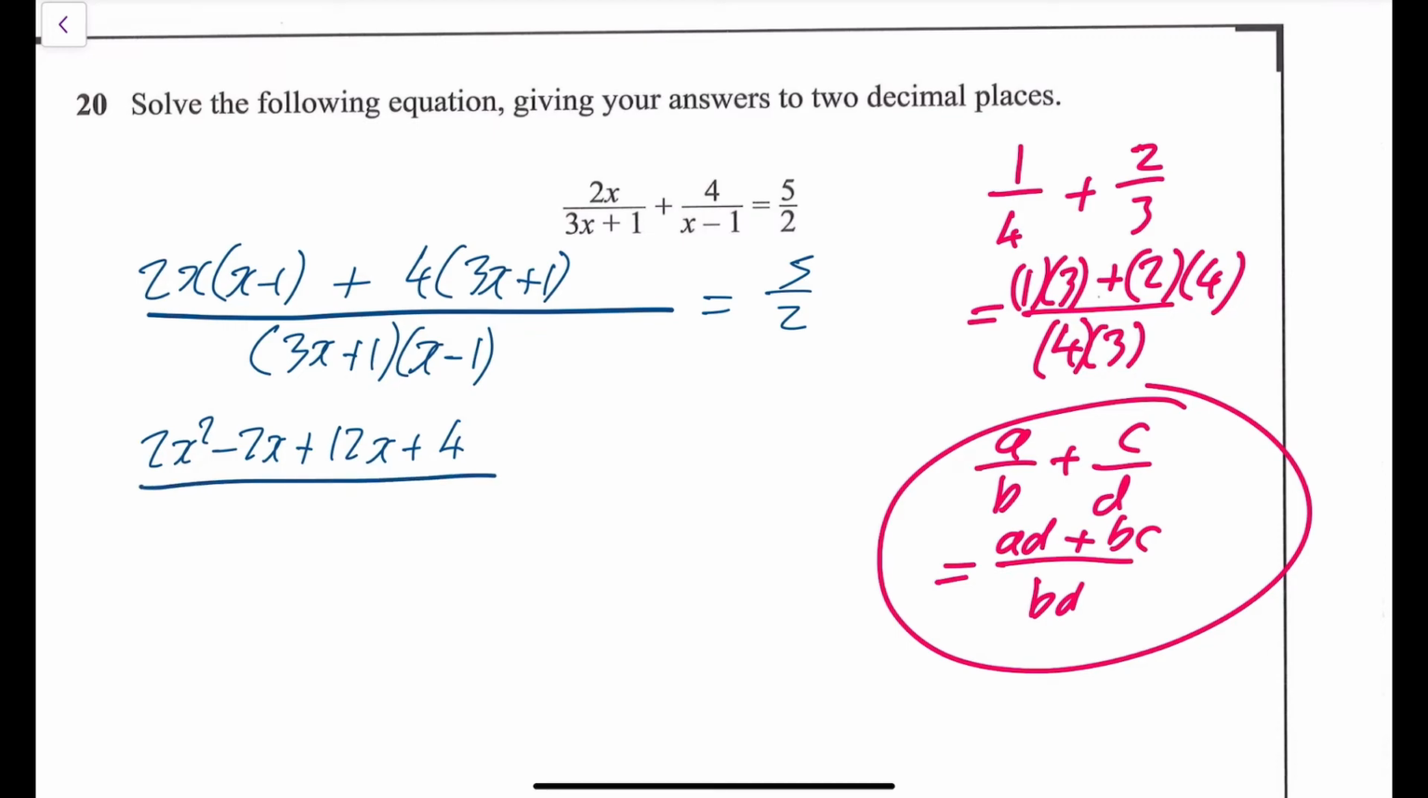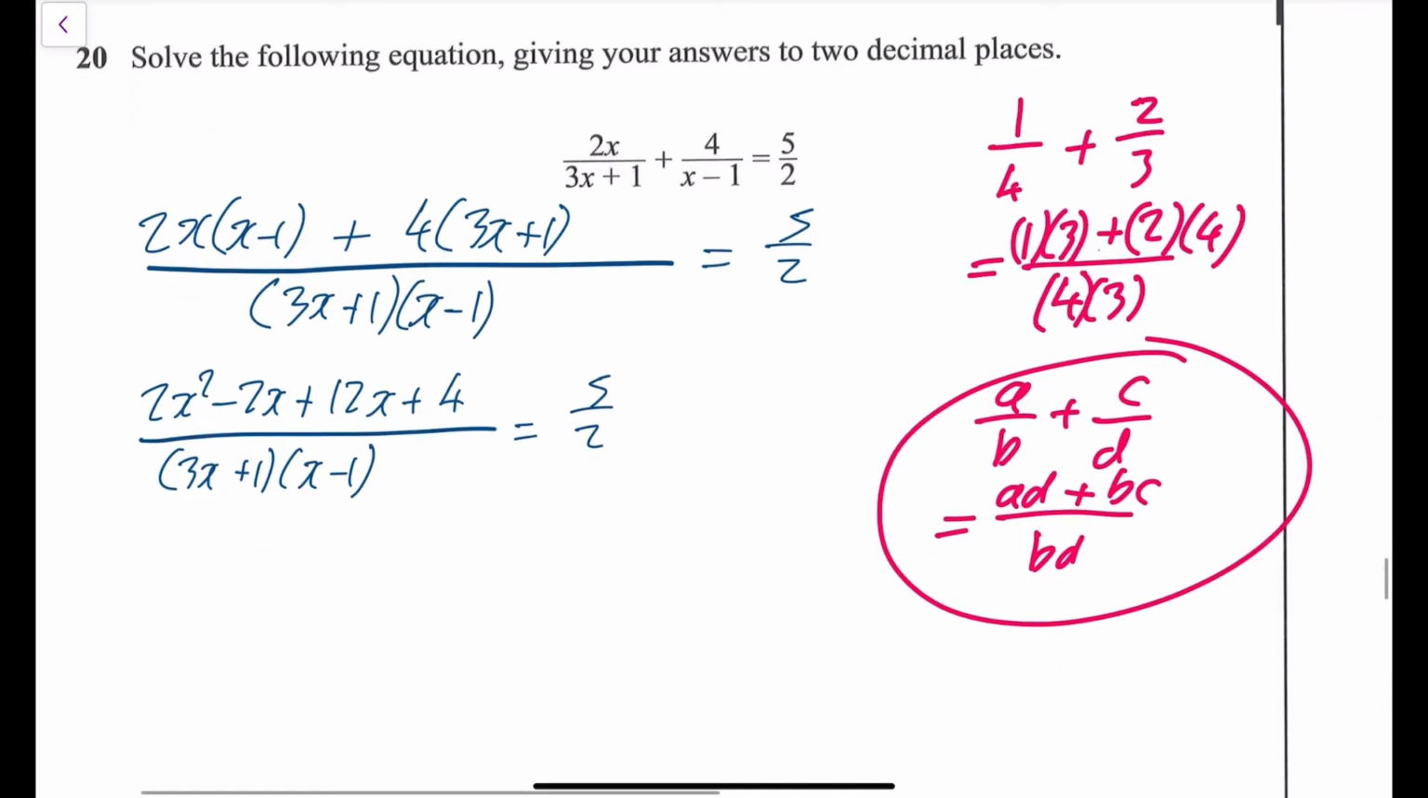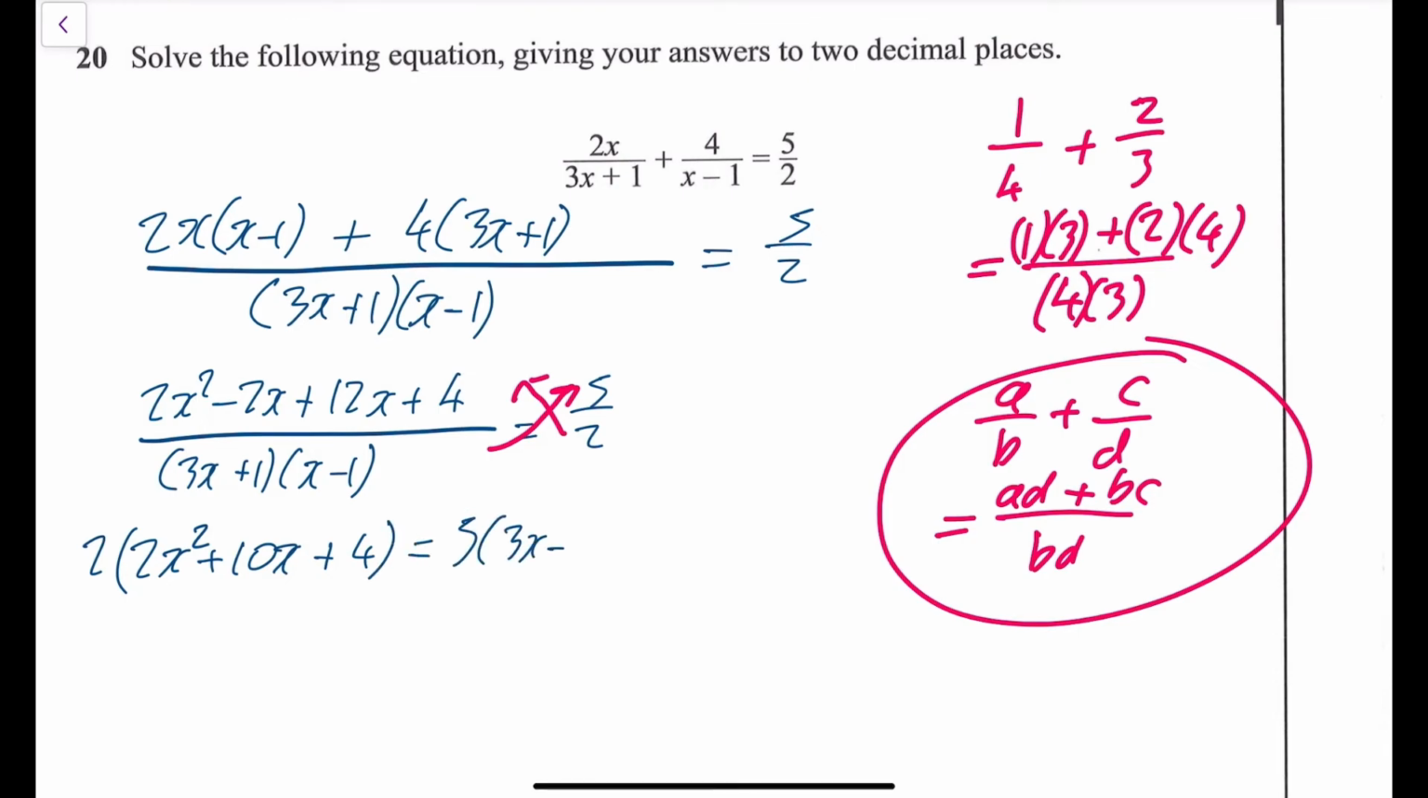Bottom line, I think I would still write the bottom line as it is, to be honest. Could multiply it at this stage, but I think I'll leave it here. You could do multiple things, multiple ways of doing it. Next thing I would do is tidy up the top line. That's 2x squared plus 10x plus 4. And then I would multiply across by the 2 as well. So this 2 here is coming across, and this denominator here is coming across and multiplying. So we're going to have 2 upon that is equal to 5 upon 3x plus 1, x minus 1.